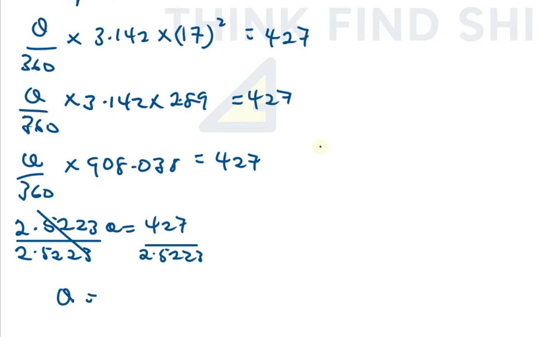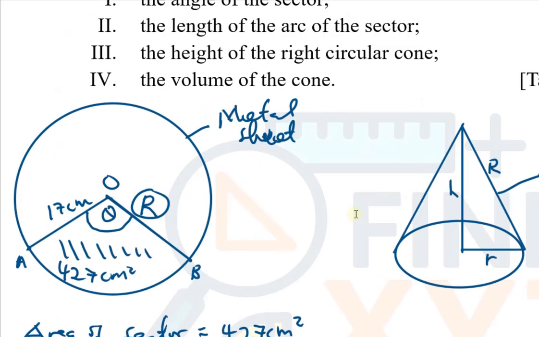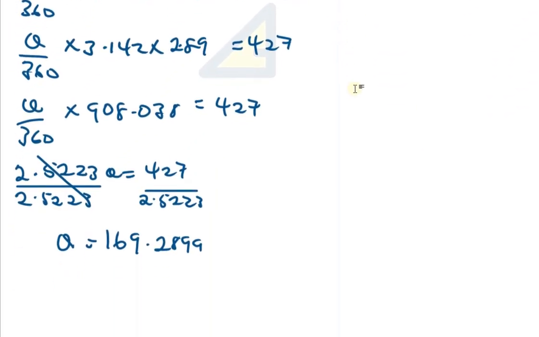So 427 divided by 2.5223 will give us 169.2899. But let's look at something. We were told to leave our answer in three significant figures. So it means that we have to write our final answer in three significant figures.